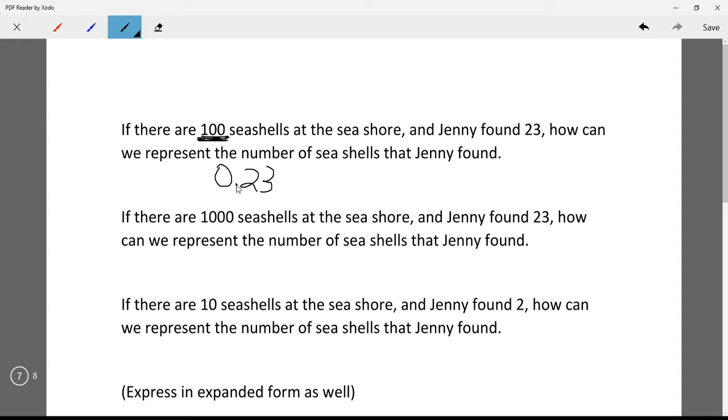This is the decimal right here. Now, I'm going to put it in expanded form as well. So there are actually multiple ways to do expanded form for decimals, and I'll just show you them here. So it would be 0.2, which is 2/10 plus 3 hundredths. Okay, so that would equal 23 hundredths.